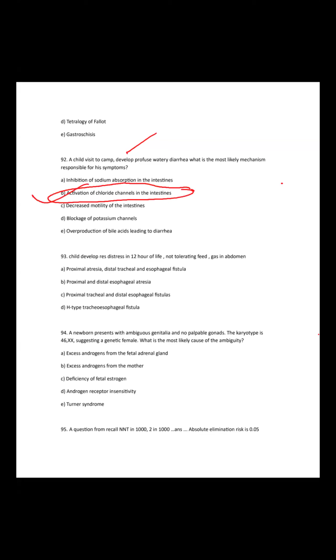A child developed respiratory distress within 12 hours of life, not tolerating feeds, with gas in the abdomen. So what do you think? If there is gas in the abdomen, this means there is a fistula. So with the fistula, it means proximal atresia and distal tracheoesophageal fistula.